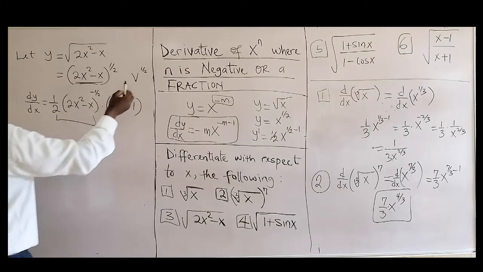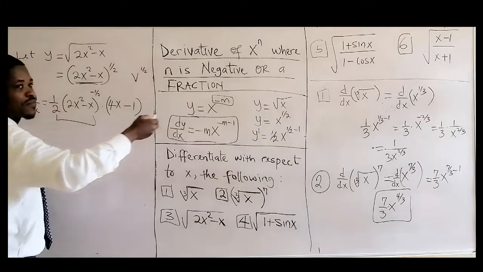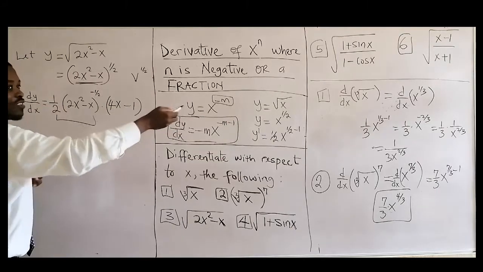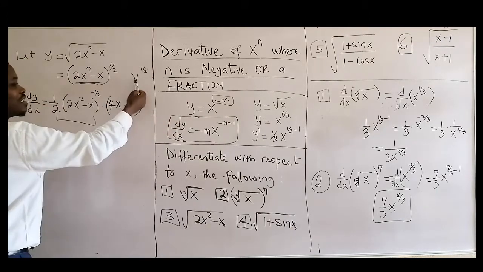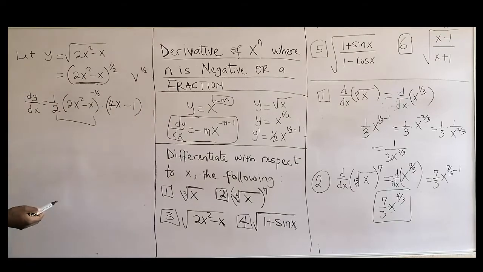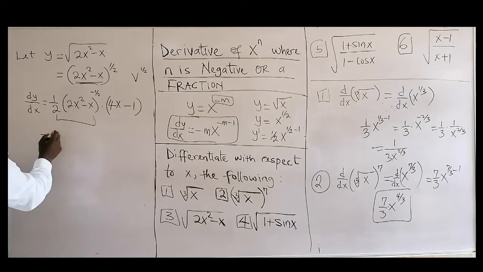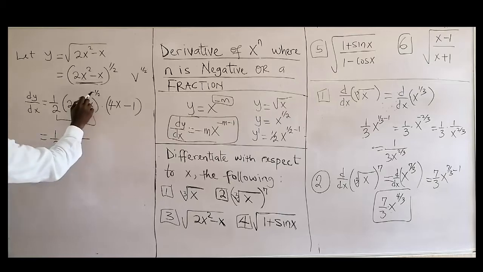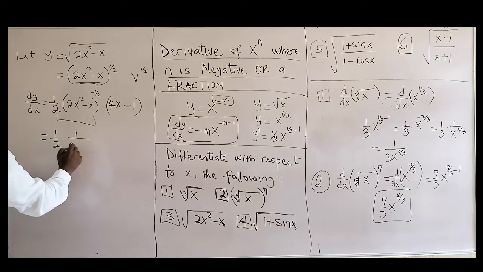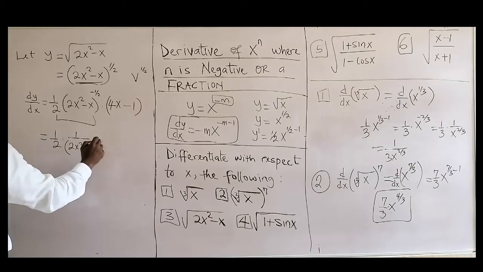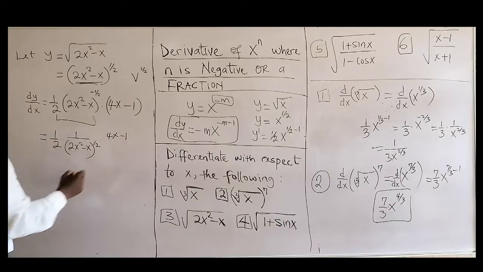Then this v is also a function of something. This v is a function of what? It's a function of x. So then you have to differentiate the v with respect to x, and that's that. So that's what we have here. Then the next thing to do is, this will be equal to 1 over 2 times (2x squared minus x) to the power half, and then times 4x minus 1.